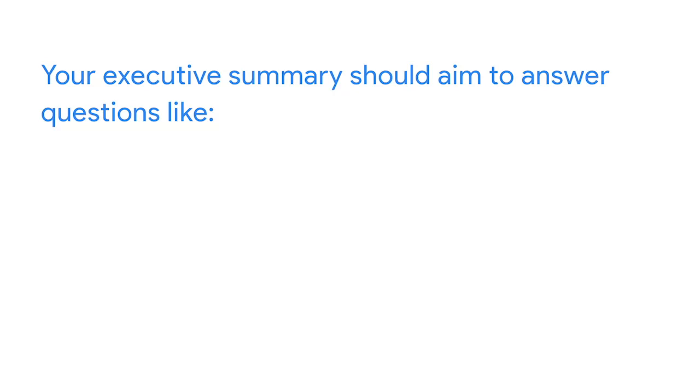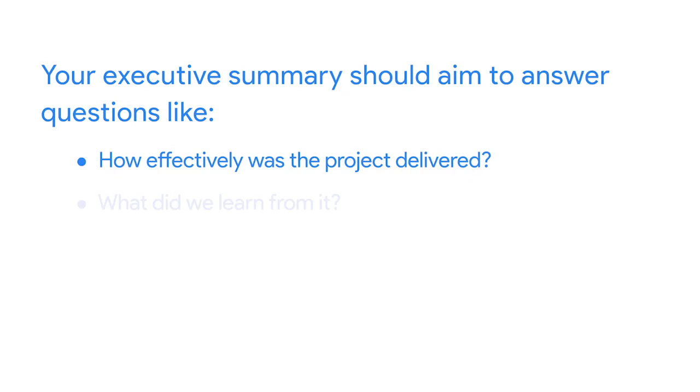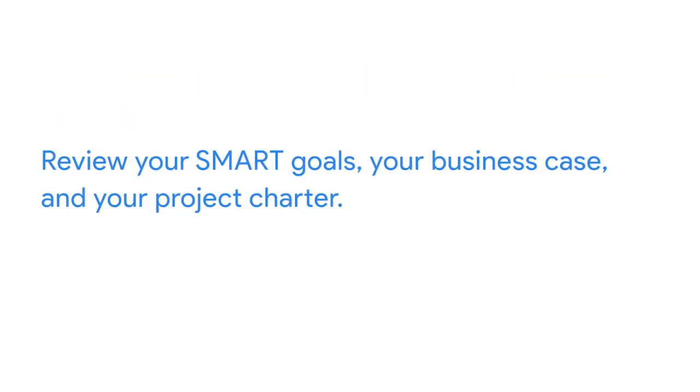When creating an executive summary, ask yourself this question. If an executive didn't have time to read all of the project documentation and only had time to read this executive summary, would they be able to understand the project highlights? Your executive summary should aim to answer questions like, how effectively was the project delivered? And what did we learn from it? In addition to asking yourself some foundational questions, it's a good idea to review your SMART goals, your business case, and your project charter to help you write the executive summary. These will help you reflect on and identify the most important aspects of your project, which are likely tied to key accomplishments and positive outcomes.